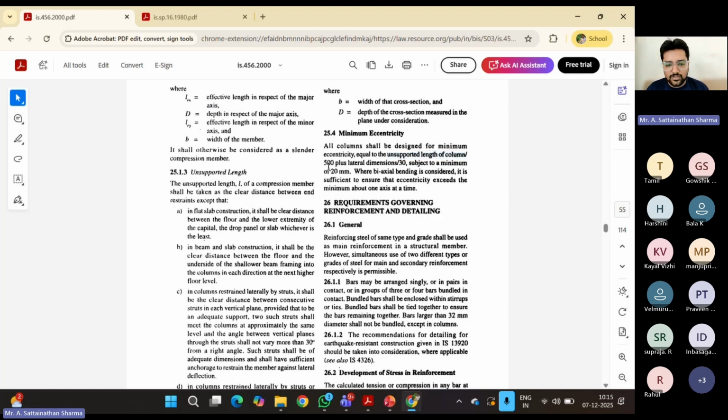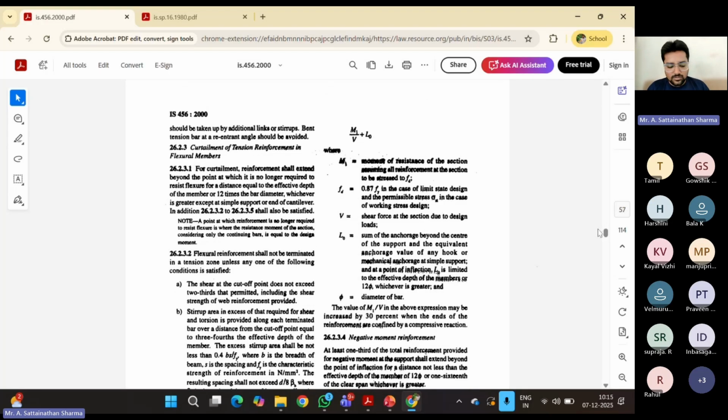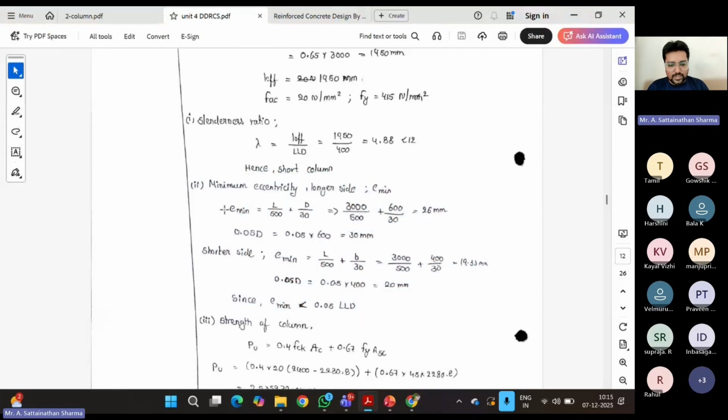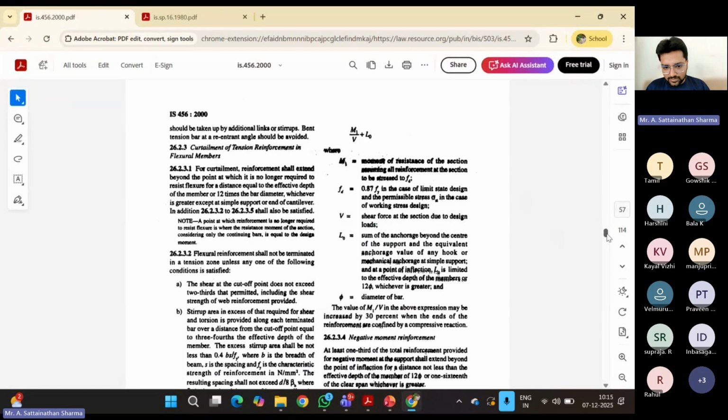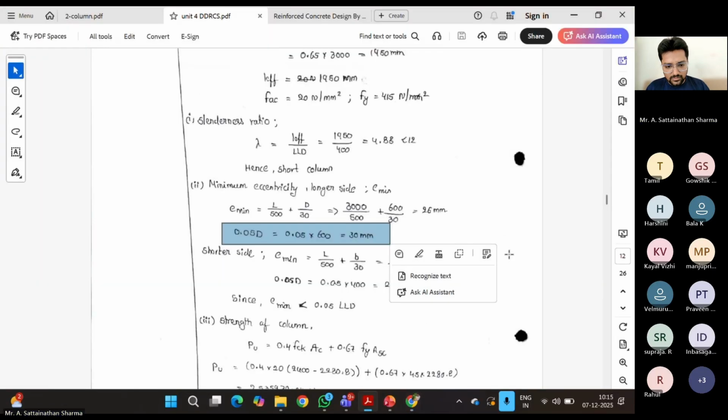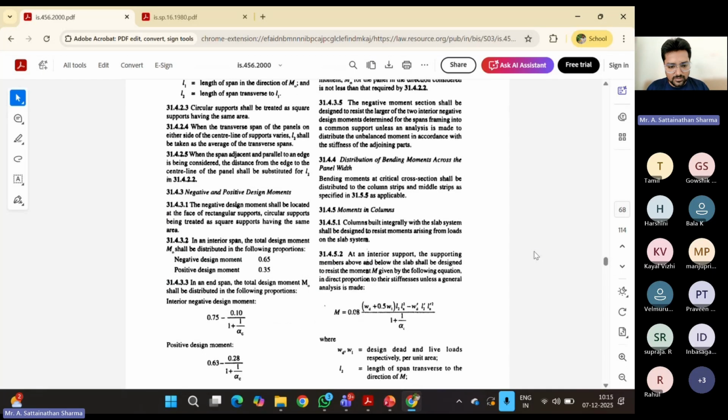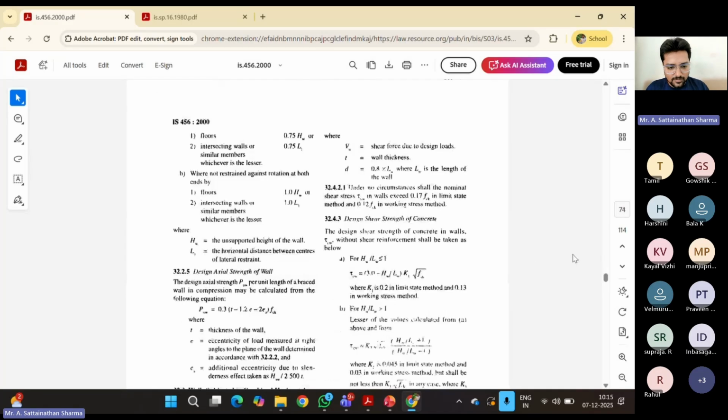So unsupported length of the column divided by 500 plus least lateral dimension, sorry, lateral dimension by 30. One, this has to be there, or another one is subject to a minimum of 20 mm. You have to check only these two conditions, right? So that is what is highlighted here. So L by 500 plus D by 30, I'm getting 26 mm. And another condition you have to check is 0.05 D, where D is the maximum dimension, which is given in the words here.